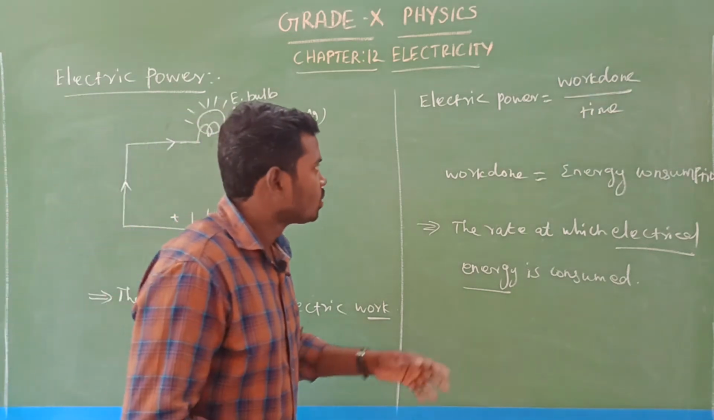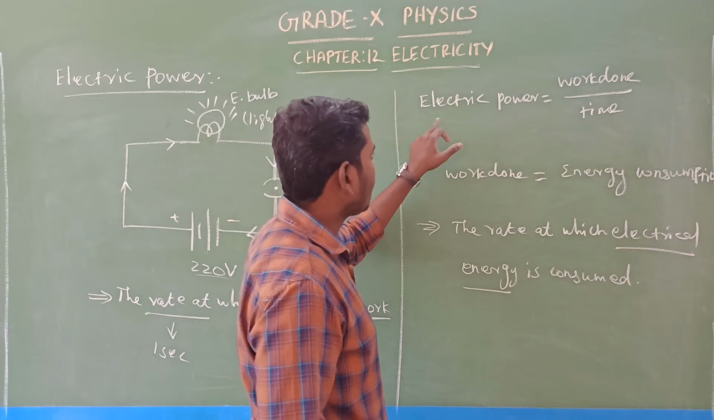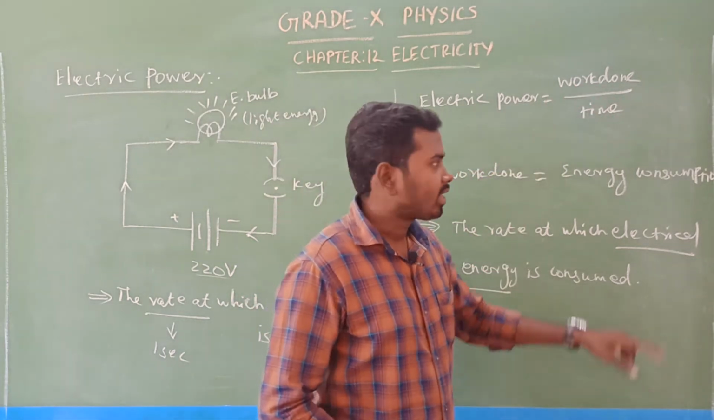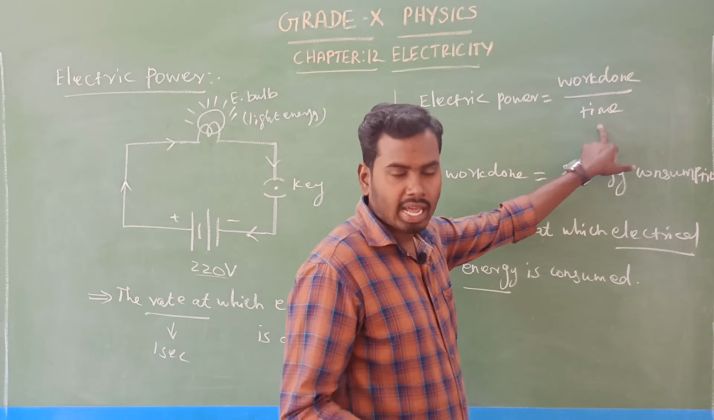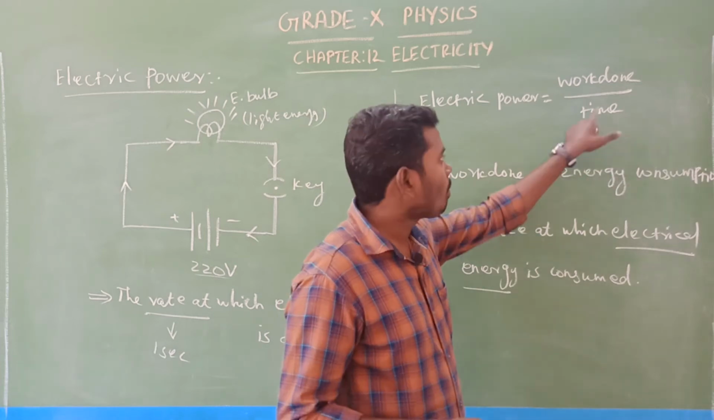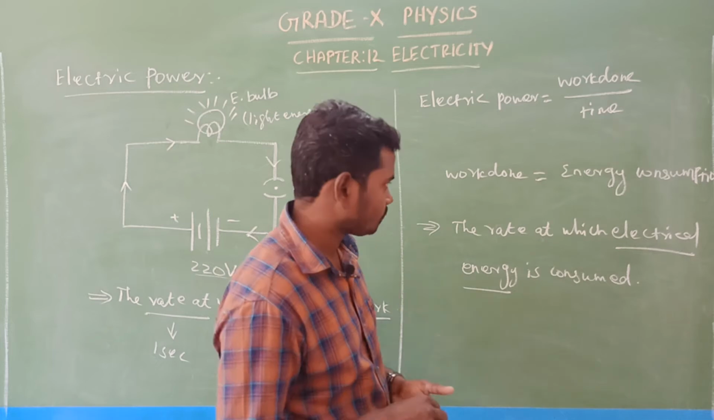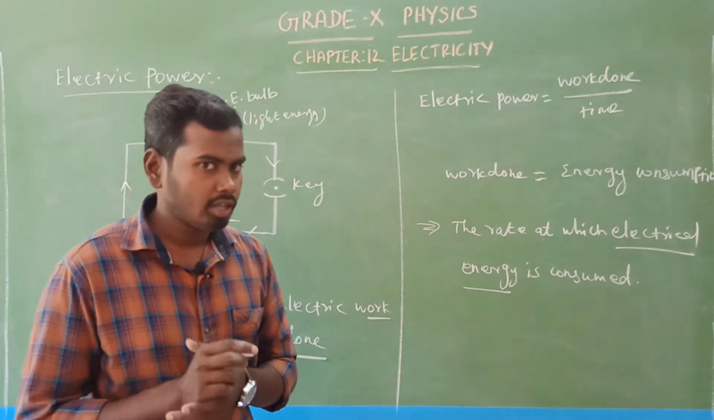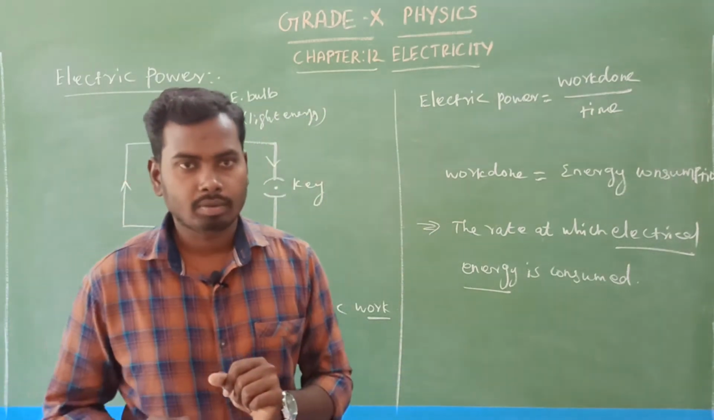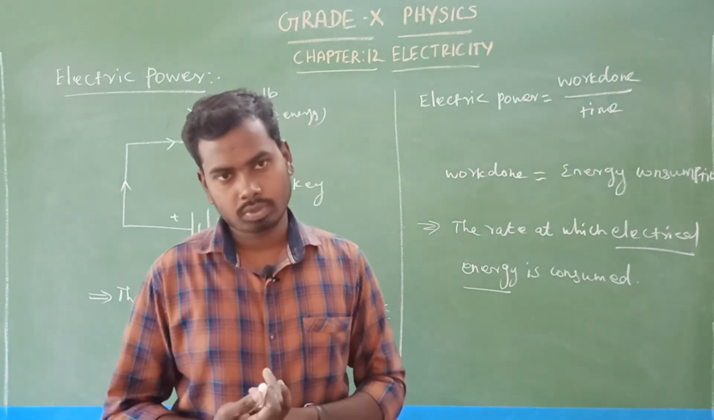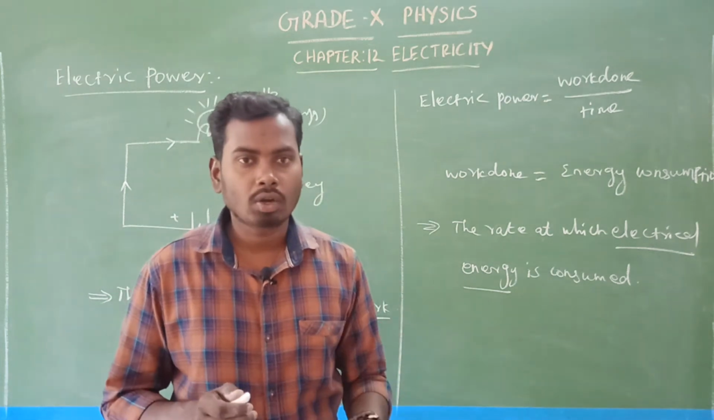Is it clear? So we can write the electric power formula: electric power is equal to work done divided by time. Already we know the time SI unit is seconds. So per second, how much amount of work is done, that is called power. Is it clear, students? Very easy one. Next, already we know, whenever work is done, an equal amount of energy is consumed.